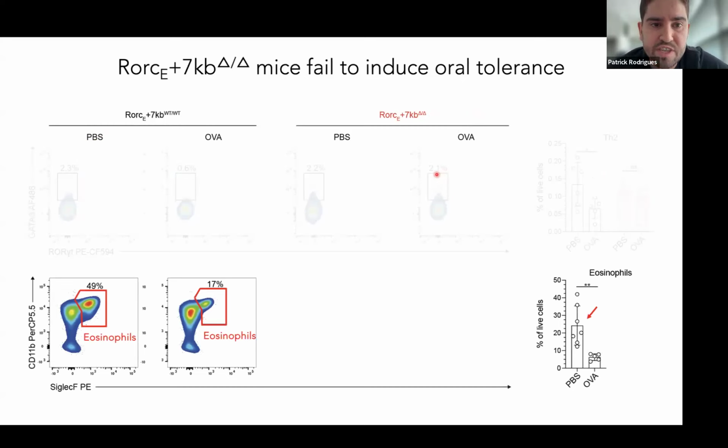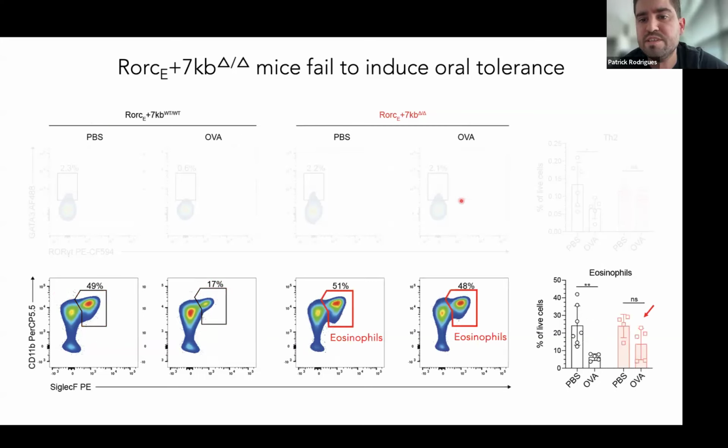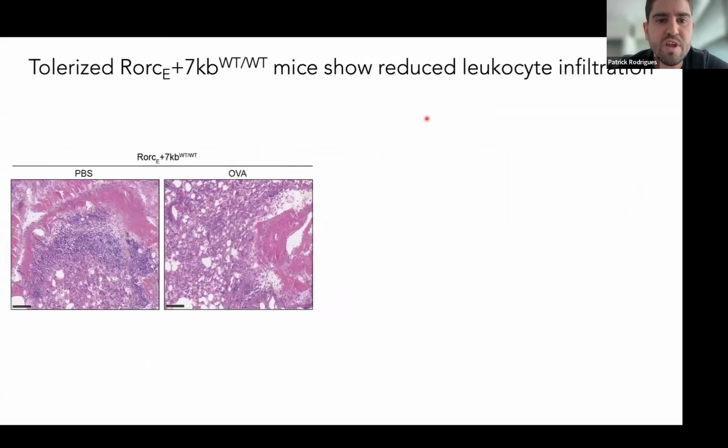We also had a look at eosinophils, and again, whenever you tolerize the wild-type mice with ovalbumin, you can clearly see that the eosinophil levels were highly decreased compared with the tolerization with PBS. However, this tolerization process is completely abrogated in our 7kb enhancer knockout mice. We also assessed this inflammation by looking at the leukocyte infiltration, and you can see again that in the wild-type mice, whenever you tolerize them with OVA, you have a negligible amount of leukocytes that infiltrate the lung.